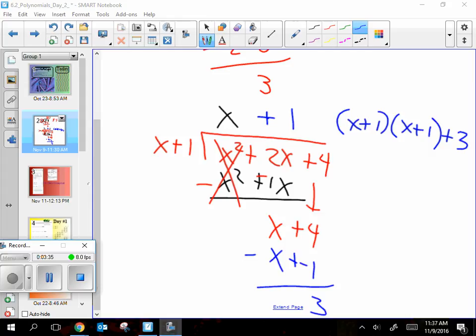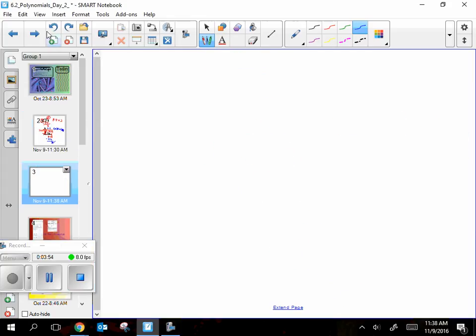Okay. If that 3 was really a 0, if this had worked out and the remainder was 0, you wouldn't need to write plus 0. You'd just write the two factors. Putting plus 0 after is kind of silly. Okay. Now let's do one with synthetic, just to see if you remember synthetic.